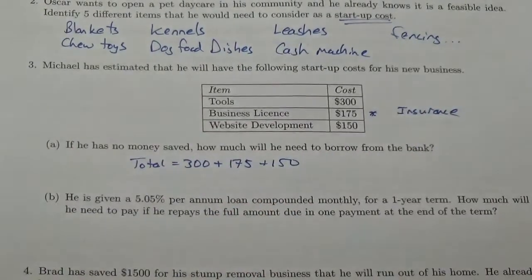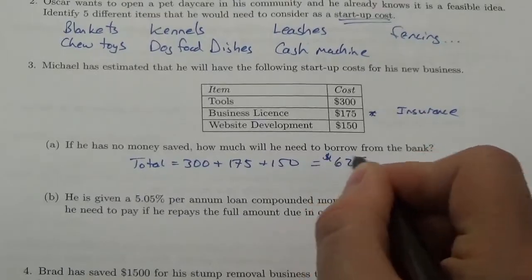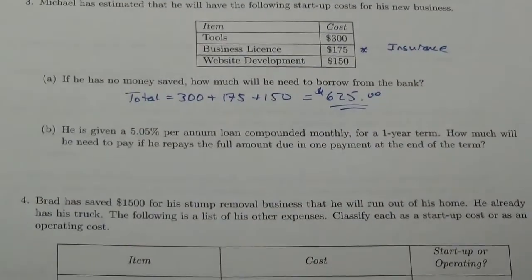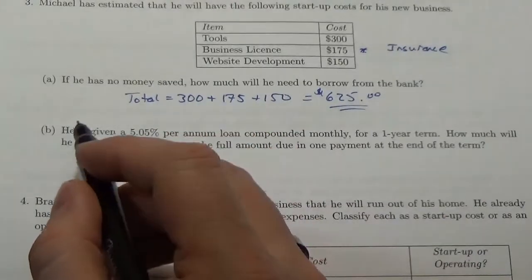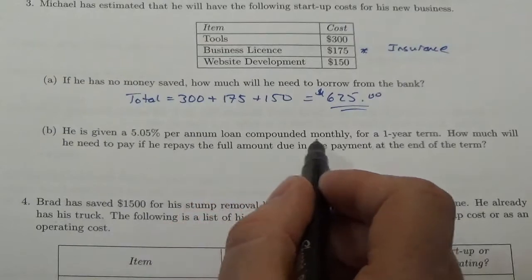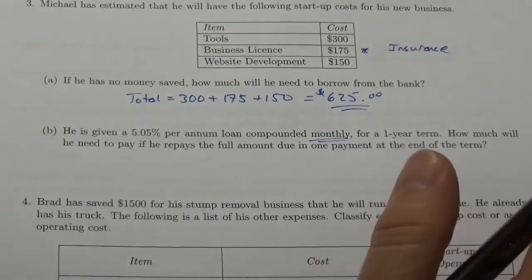So I'm just going to do this on my calculator because I don't want to make a mistake writing that down in my head. So $625 is how much he needs to borrow from the bank. Now, take a look at this next part here. He is given a 5.05% per annum loan, compounded monthly. Okay, it's good to know that, for a 1-year term. Okay, so he's only got 1 year to pay it back.